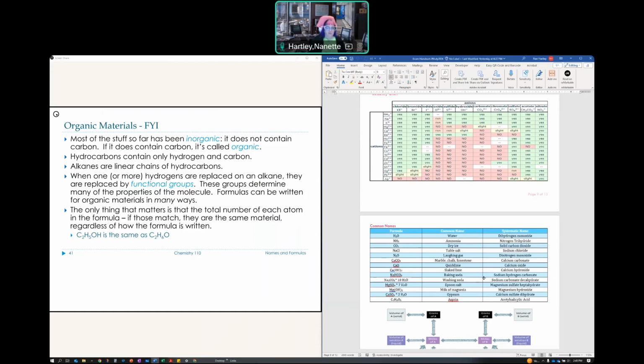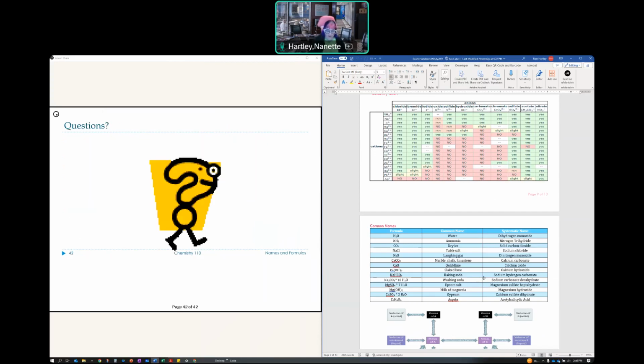We can write those formulas in many different ways. So C2H5OH is the same formula as C2H6O. It's just written in a different fashion. And again, we write them in a different fashion to emphasize different parts of it. So the C2H5OH is written to emphasize the OH group. C2H6O is just written to emphasize how many carbons, how many hydrogens, how many oxygen. Okay? So that's our organic materials FYI, and all I'm going to say about that particular subject. So thank you for letting me spout on organic materials.